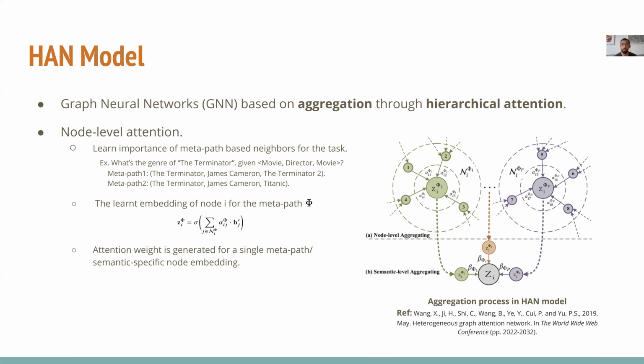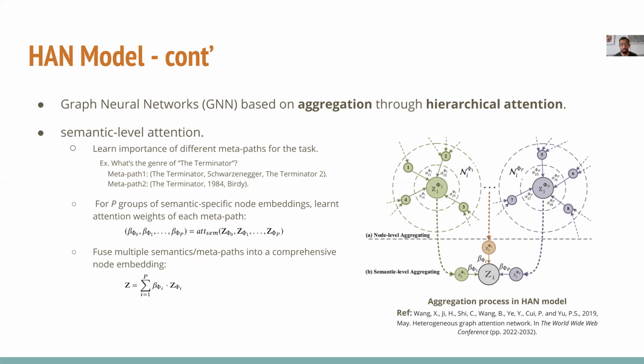Then comes the next part, the semantic level attention, which is the part you see here. This part is focused on this: once we have different embeddings for the same node given different metapaths, we want to aggregate all of them into one embedding. So this node, zi, will have one final embedding. But when we do this, we still want to apply attention, so let's see how it works.